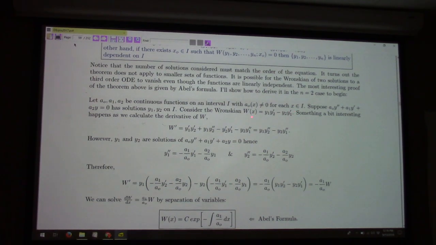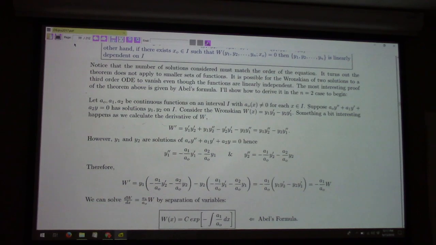All right? And so something interesting happens if we calculate the derivative of the Wronskian. When we differentiate that, we get 2 product rules, which gives us 4 net terms. Some of these terms will be canceling, right? Like this one with that one. These are functions, so multiplication commutes, and that and that are the same thing. They cancel. And you're just left with y1 y2 double prime minus y2 y1 double prime.